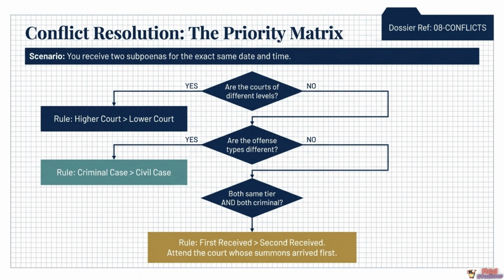This is because criminal proceedings involve liberty, potential imprisonment, and state-level prosecution, stakes that outweigh civil monetary disputes. But what if both courts are at the same tier and both cases are criminal in nature? In that scenario, the tiebreaker is chronological. You attend the court whose summons you received first. This first received, first attended rule ensures an objective, fair, and legally defensible decision.